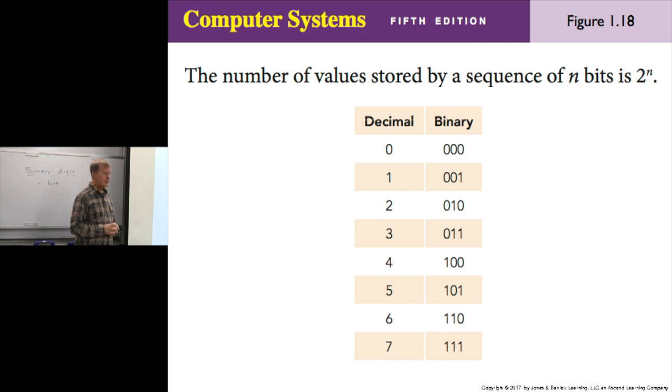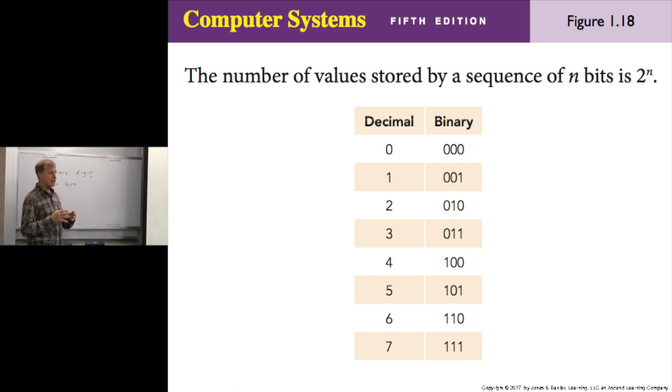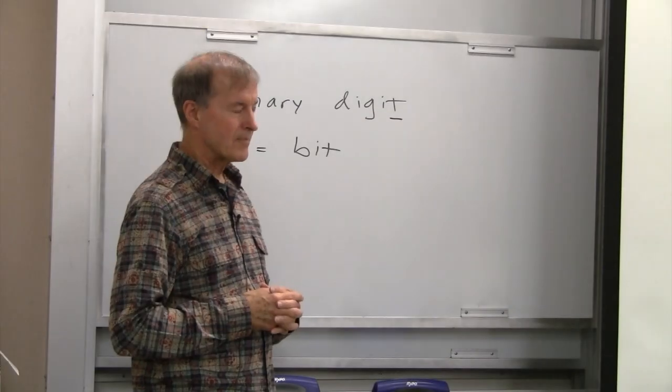Okay? So the question is, how many values can be stored by a sequence of n bits? Well, in this example, there are 3 bits. 2 to the 3 is what? 8, and there are 8 possible values that can be stored. Are you with me? Does everybody see how that works? And so how many values can be stored in a sequence of 4 bits? 16. 5 bits, 32. 6 bits, 64, etc. Is everybody clear on that? Does everybody see that quantitative relationship between how many bits there are and how many values can be stored by that sequence of bits? Are we good?